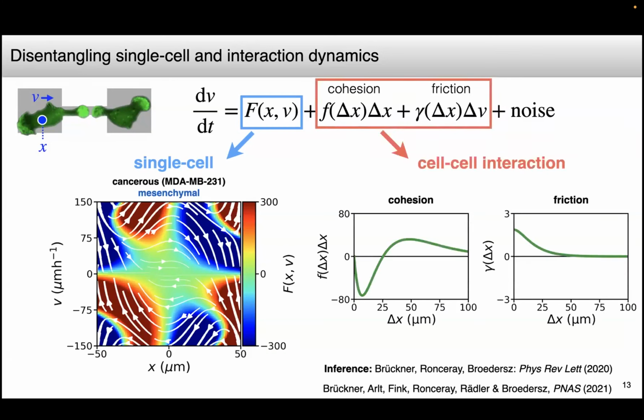So when we infer the interacting terms, what we're really inferring is the structure of these functions, f and gamma, which characterize these interactions. So for this particular mesenchymal human breast cancer cell, we see that there's long-range attraction with long-range repulsion with short-range attraction. But the big surprise is really in the friction-like term because the sign is off, right?